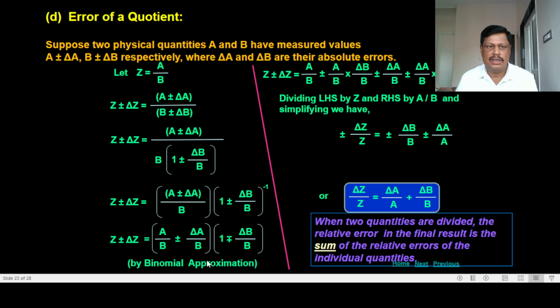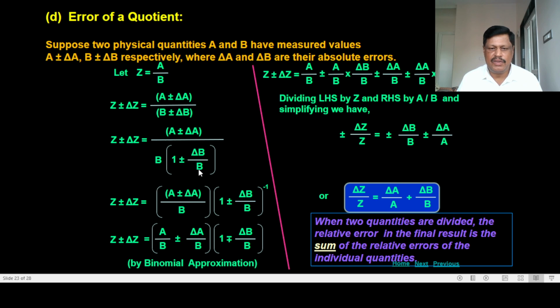Next, errors of a quotient. Suppose two physical quantities A and B have measured values A plus or minus delta A, B plus or minus delta B respectively, where delta A and delta B are their absolute errors. Here, let Z is equal to A upon B. Then Z plus or minus delta Z is equal to A plus or minus delta A upon B plus or minus delta B. Take B as common, we will get 1 plus or minus delta B by B.